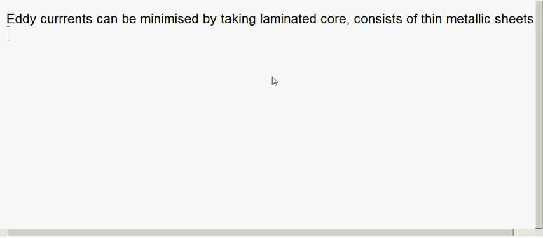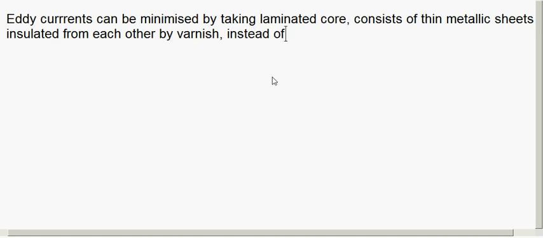Eddy currents can be minimized by taking a laminated core, which consists of thin metallic sheets insulated from each other by varnish, instead of a single solid mass.